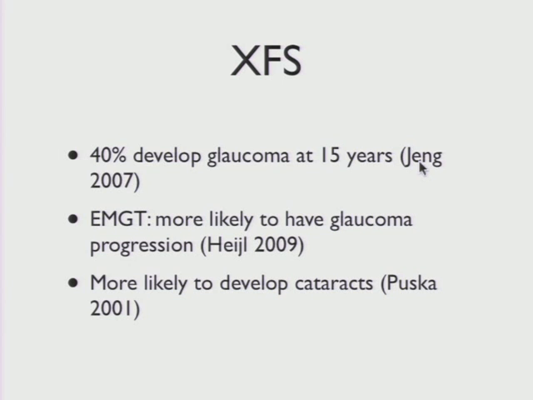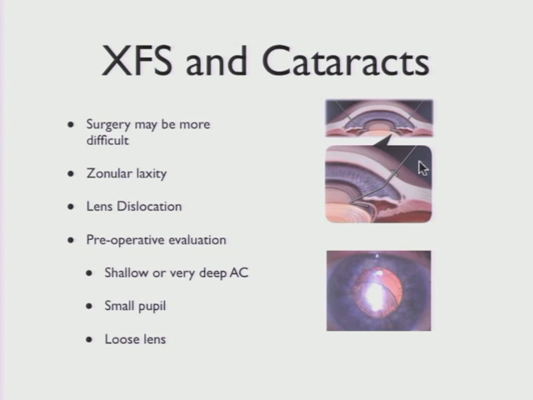Individuals with pseudoexfoliation syndrome are also more likely to develop cataracts. With pseudoexfoliation syndrome, or XFS, the surgery may be more difficult. In fact, prior studies found a 10 times higher complication rate in an individual with a pseudoexfoliation cataract than one without. However, today, with modern surgical techniques, the complication rate is actually found to be similar to that of routine cataracts. Some of the problems, though, that we see is something called zonular laxity, where the lens support or the cataract support within the eye is poor. This can lead to lens dislocation, either at the time of surgery or delayed postoperative artificial lens dislocation, which is seen here.